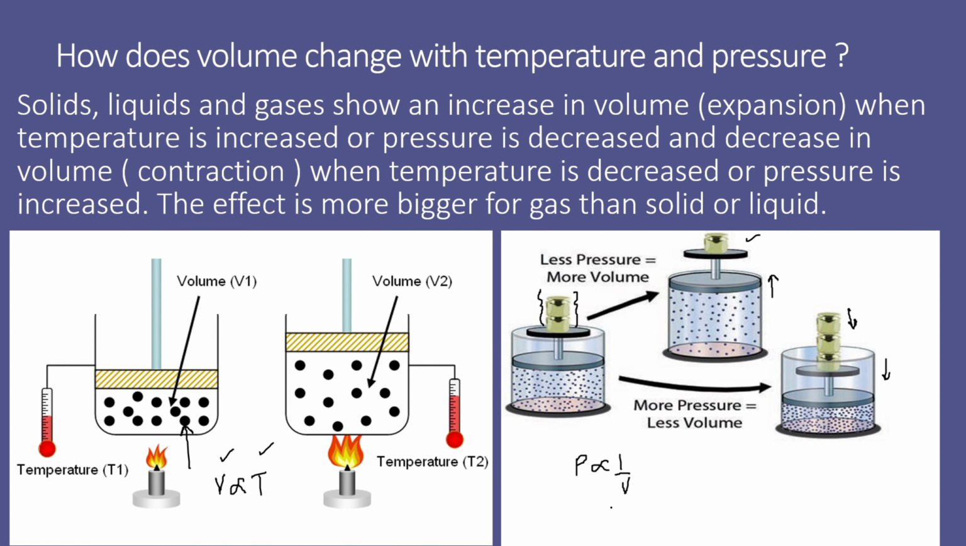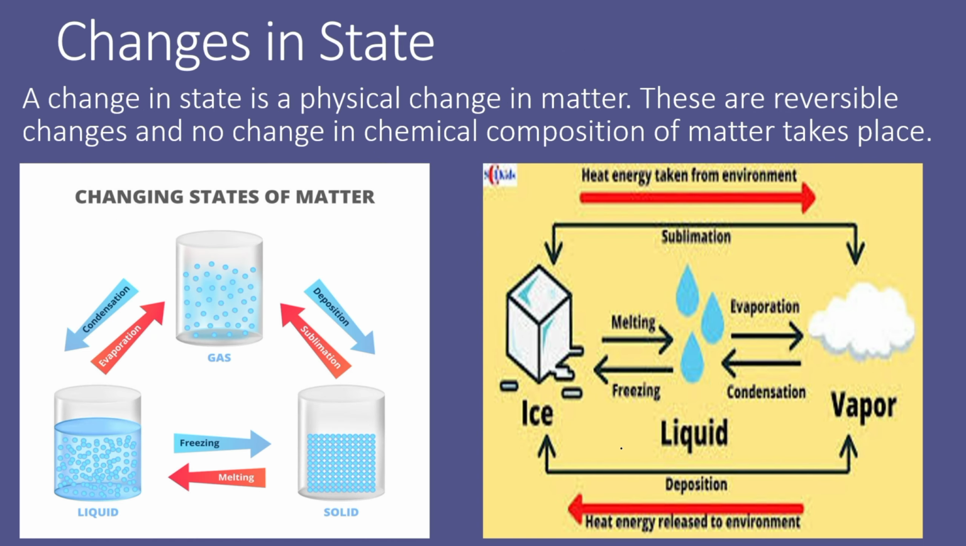Next is changes in state. A change in state is a physical change in matter. These are reversible changes, and no change in chemical composition of matter takes place. So changes in state are just physical changes. No chemical reaction, no chemical process or any change in the structure of matter takes place. It's only the arrangement of particles that changes.